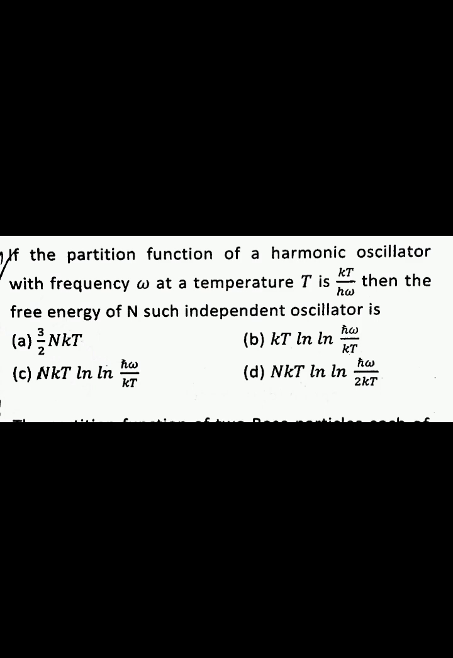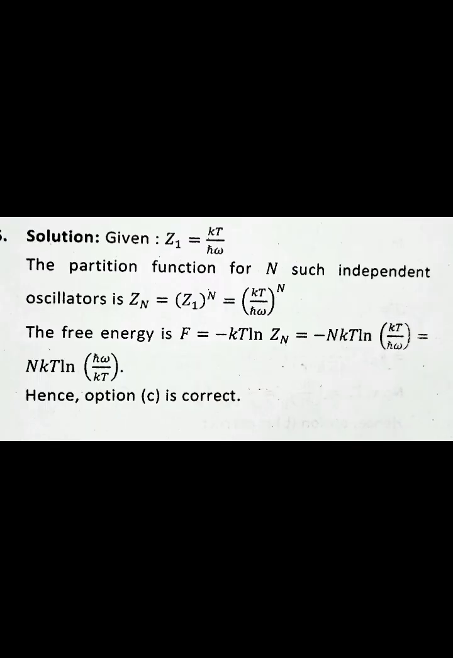Next question is, if the partition function of a harmonic oscillator with frequency omega at a temperature T is kBT by ħω, then the free energy of n such independent oscillators is dash. So here it is given that the partition function Z1 is equal to kBT by ħω. So the partition function of n such independent oscillators, Zn, is equal to Z1 the whole raised to n. So this is equal to (kBT by ħω) the whole raised to n.